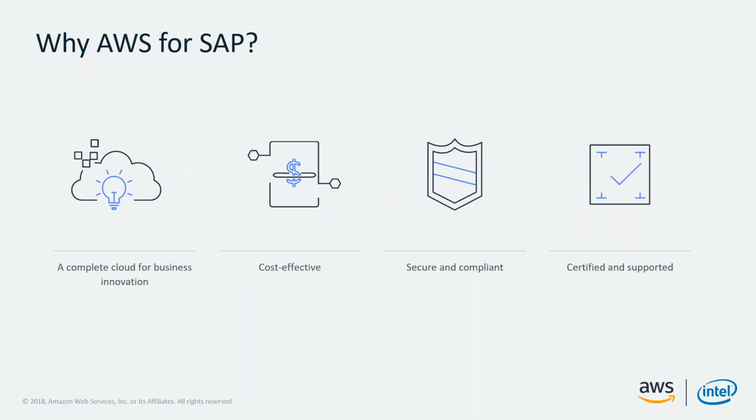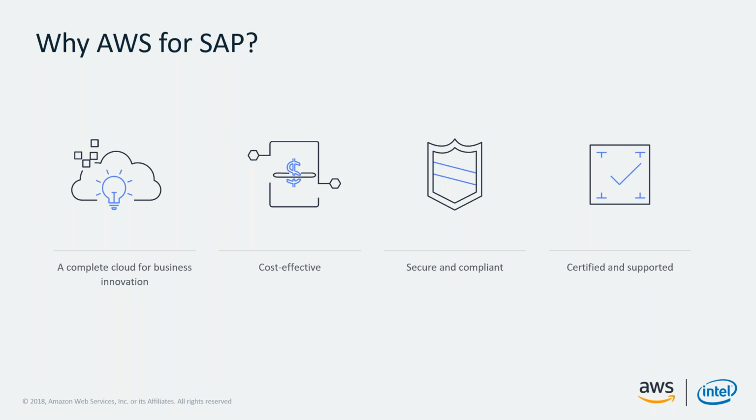So why AWS for SAP? Well, firstly, we are the complete cloud for business innovation. The breadth and depth of our services help remove those barriers such as the risk, cost, and complexity of integrating new technologies with SAP workloads. Our AWS platform helps customers provision the infrastructure faster and with less risk than using traditional on-premise hardware, and enables those new business models that were previously not feasible on-premise.